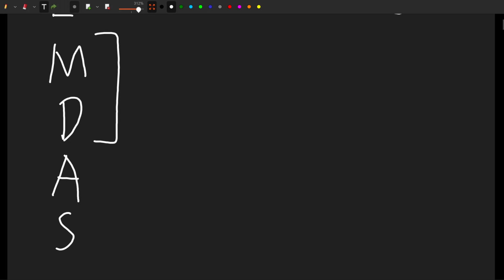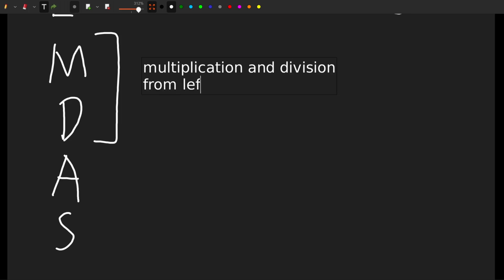So we have multiplication, division, from left to right. Okay, so that means whichever one comes first from the left, we'll do that first. So if multiplication is on the left first, then we do that. If division is on the left first, then we'll do that first. And then we'll proceed to do any other multiplication division in our problem.